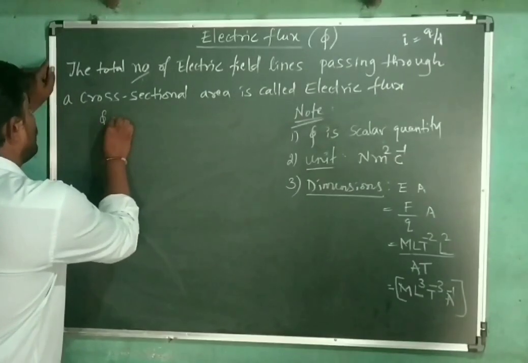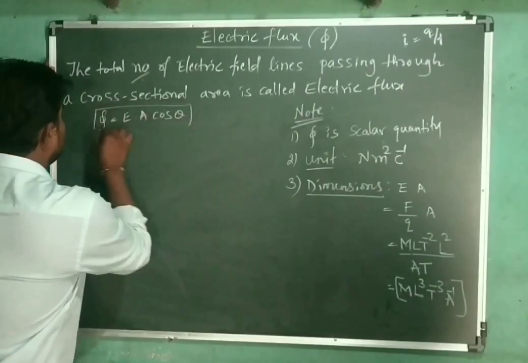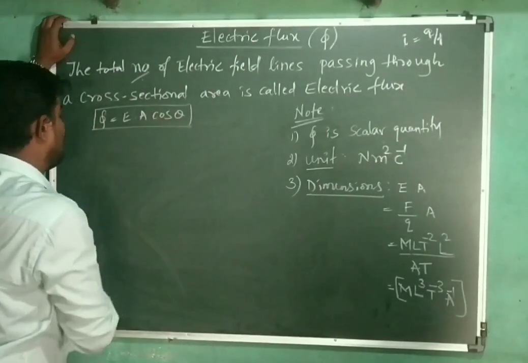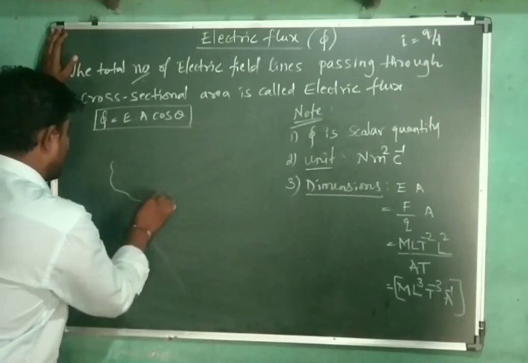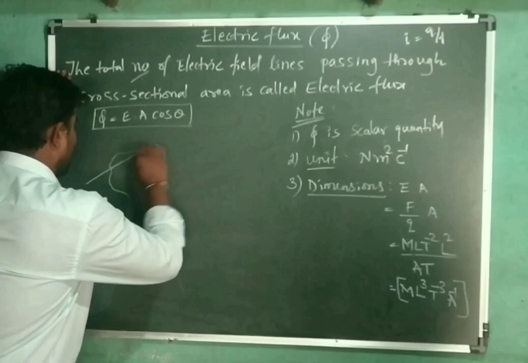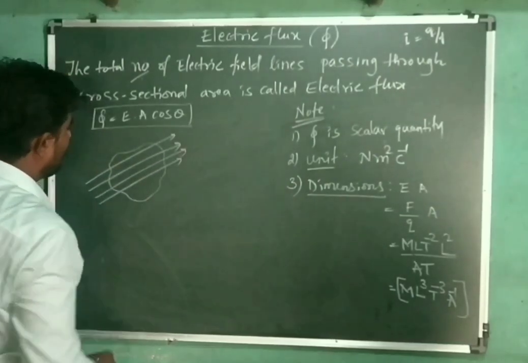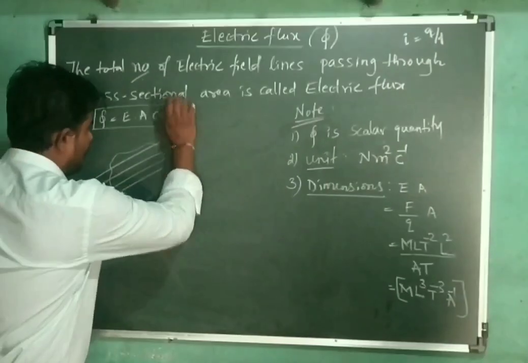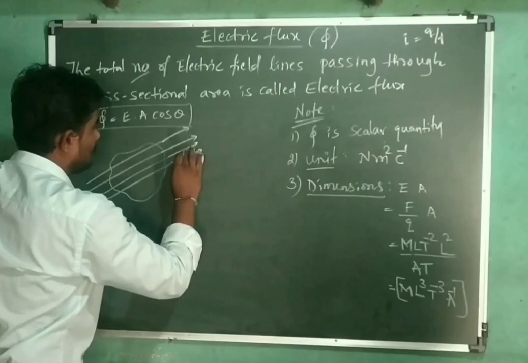flux is equal to EA cos theta. Okay, this is the formula for electric flux. If the area is uneven, uneven means like this, then the formula is going to be different. See, this is electric field lines. You can observe here, these are the directions of electric field lines.